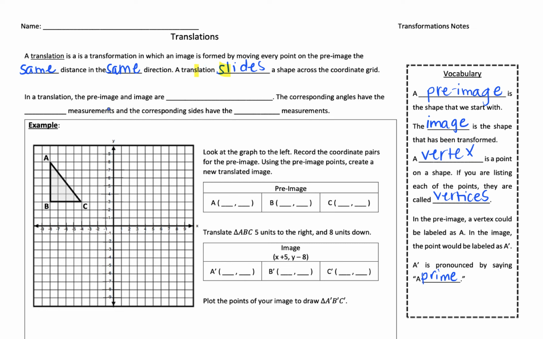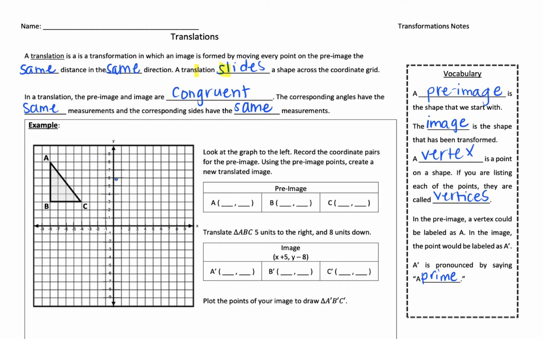In a translation, the pre-image and the image are always congruent. So it's not changing the size of the shape. It's not going to change the orientation or direction of the shape. It's just going to be sliding it across. The corresponding angles will have the same measurements, and the corresponding sides have the same measurements. That's just reiterating what our definition of congruent meant. When you have congruent shapes, they're the same shape, same size.